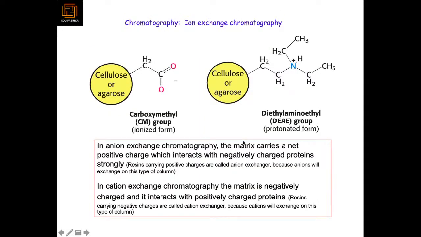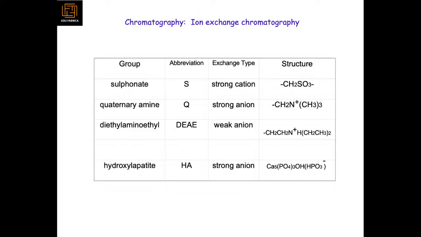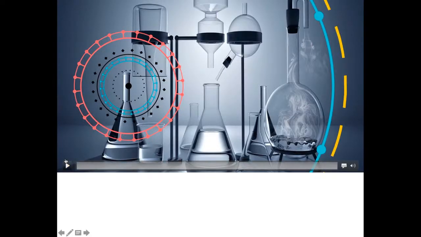So it is of two types: anion exchange and cation exchange. In anion exchange, the matrix carries a net positive charge, which interacts with the negatively charged protein strongly. In the cation exchange, the matrix is negatively charged and interacts with the positively charged proteins. So let's check how it is done.